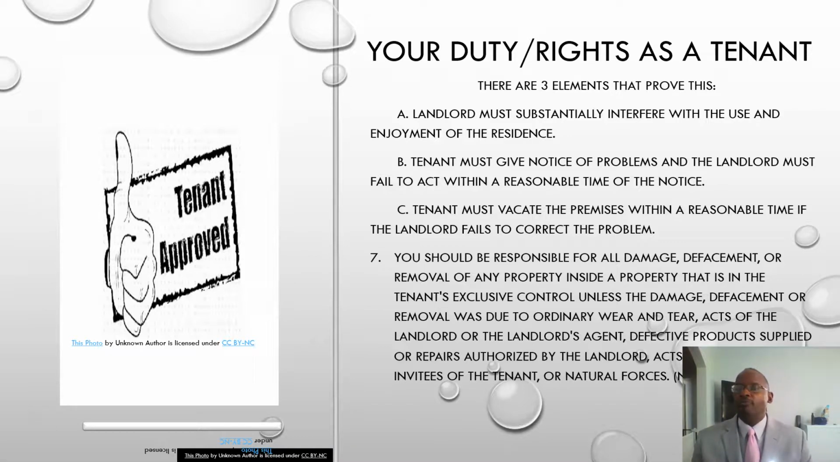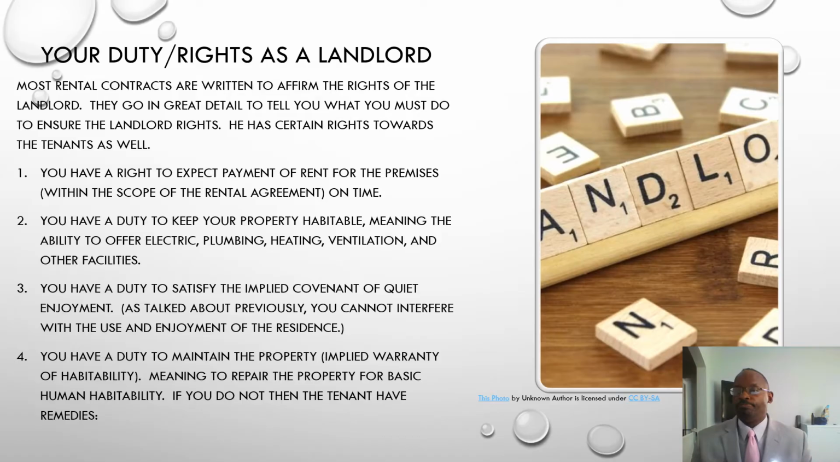You should be responsible for all damage. If you cause damage to the property, and most landlords will require a security deposit, they'll deduct from the security deposit, but you are responsible for any damage, defacement, or removal of property inside the property. Okay. Now, there is an exception, of course, if that damage or defacement was due to the landlord or the landlord's agent or somebody he hired, or something he supplied, or the acts of invitees of the tenant or natural forces, then of course you're not responsible.